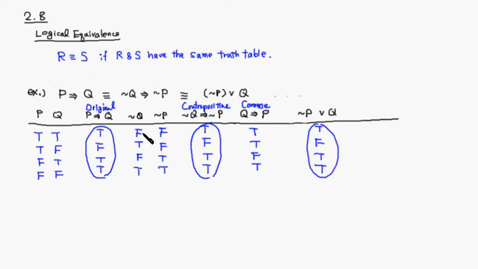So therefore, P implies Q is logically equivalent to not Q implies not P, which is called the contrapositive, which is equivalent to not P or Q. So those are equivalent. All right, that's it. I hope that this was clear.